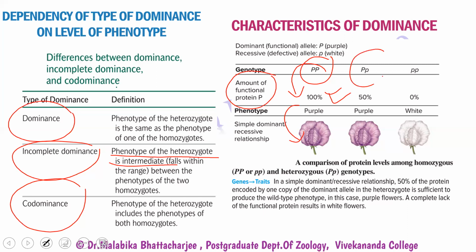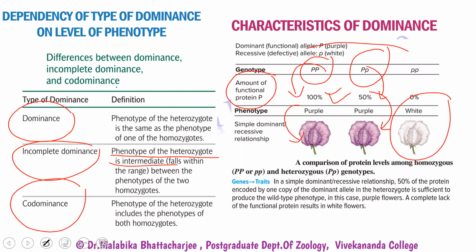Now let us look at the heterozygote. There's only one single capital P. So the single capital P is producing 50% of the protein product, and that 50% of the protein product is sufficient to give a purple color to the flower. In absence of the capital P, there is no P protein product, and thus whatever we are getting is a recessive phenotype.